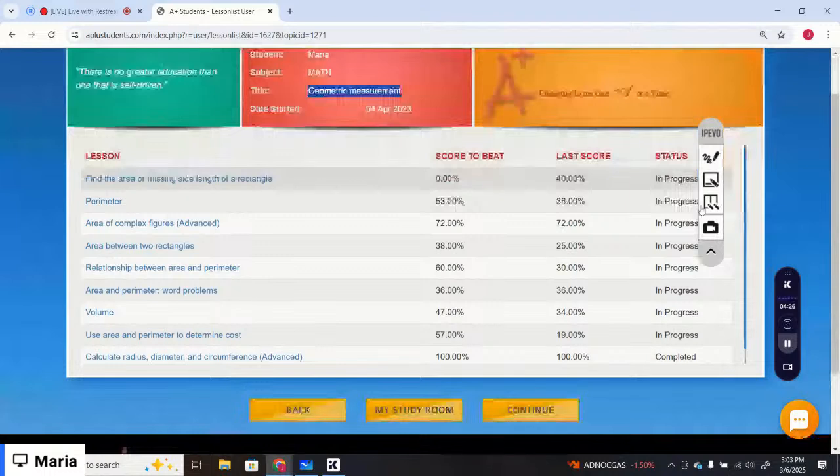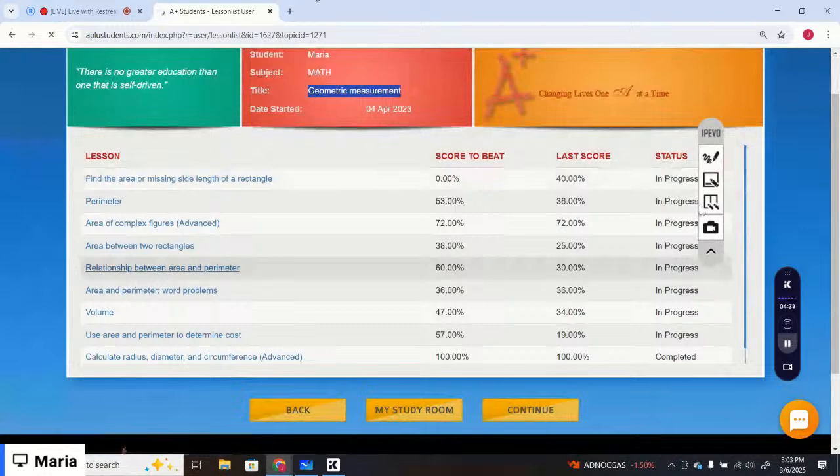The chapter we are on right now is geometric measurement. The lesson is the relationship between area and perimeter.